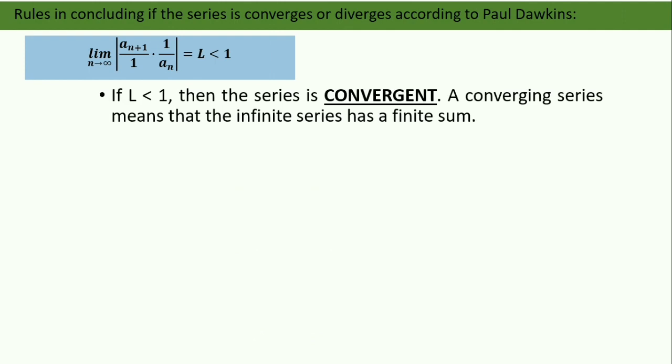Rules in concluding if the series converges or diverges are according to Paul Dawkins. If L is less than 1, then the series is convergent. A convergent series means that the infinite series has a finite sum. So, kung ang limit is less than 1, ang limit nato is mas gamay siya sa 1, then the series is convergent.